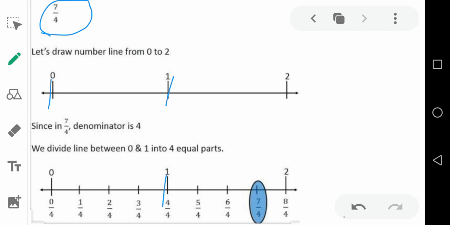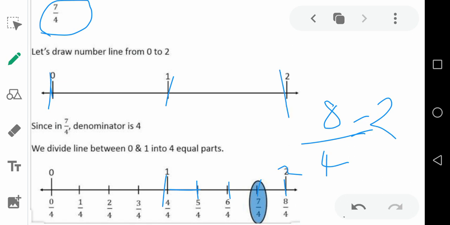You will continue like that. Okay, those equal parts itself, you will continue. 5 by 4, 6 by 4, 7 by 4, 8 by 4. What is 8 by 4? 8 divided by 4, what is it? 2. So you can mark here as 2. So in between 0 and 2, that number is coming. Before we marked till 0 and 1 only, right? But here it is coming beyond 1. So it is 7 by 4. This is how you have to mark. Understood how to do this?